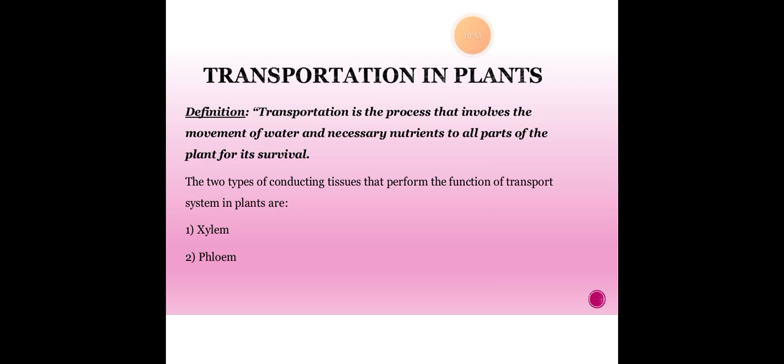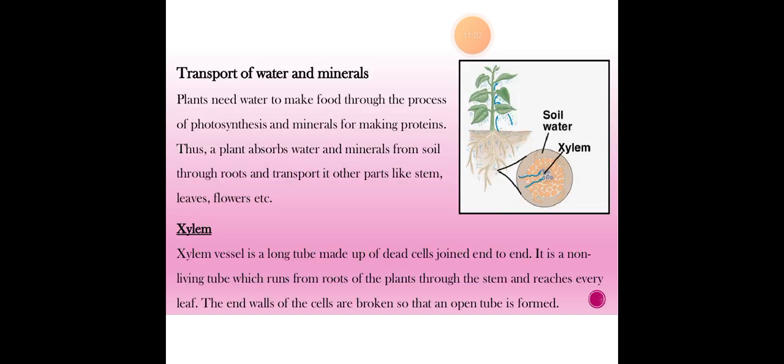There are two types of conducting tissues that perform the function of transport system in plants. What are they? Xylem and phloem. So they are conducting tissues. Then, transport of water and minerals. Plants need water to make food through the process of photosynthesis, and minerals for making proteins.